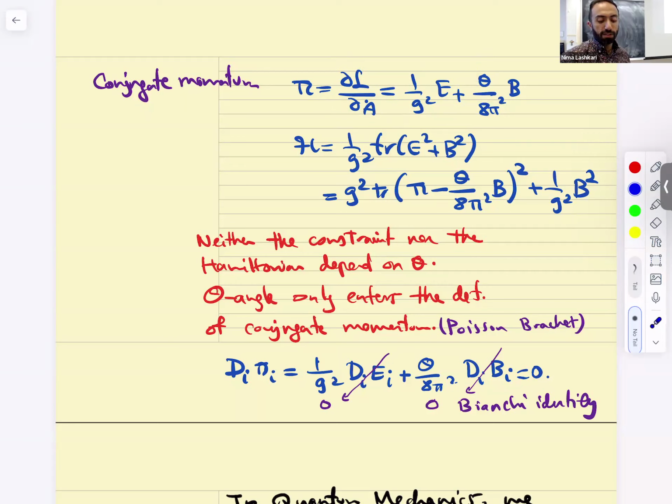So first observation is that theta shifts the conjugate momentum. The Hamiltonian is still a trace of e squared plus b squared, right? But the Hamiltonian written in terms of momentum, b and its canonical conjugate now has this extra shift, right? So it's clear what's happening. The expression for the Hamiltonian is still a trace of e squared plus b squared, but b is no longer the conjugate, right? So there's this shift. So e is no longer conjugate.